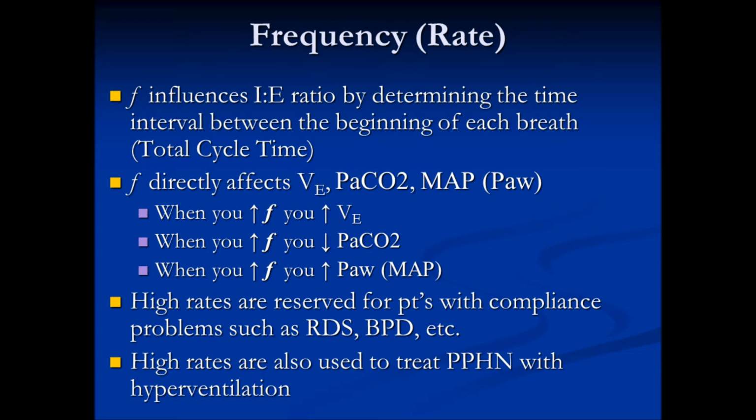For these patients, we want to hyperventilate them, which is what we're doing when we're increasing the rate, so that we can overcome the fact that the pulmonary vasculature is persistently constricted, just like it was when the baby was in the womb. So we hyperventilate those patients as well.